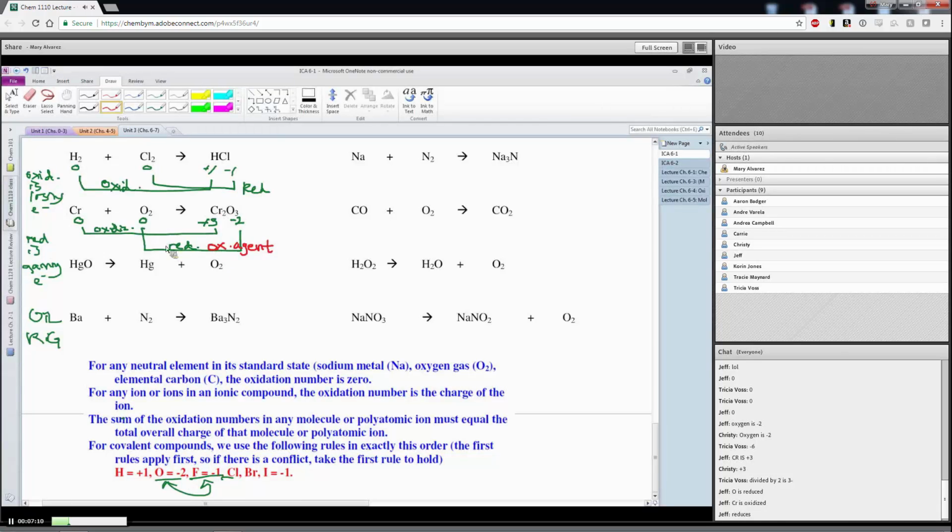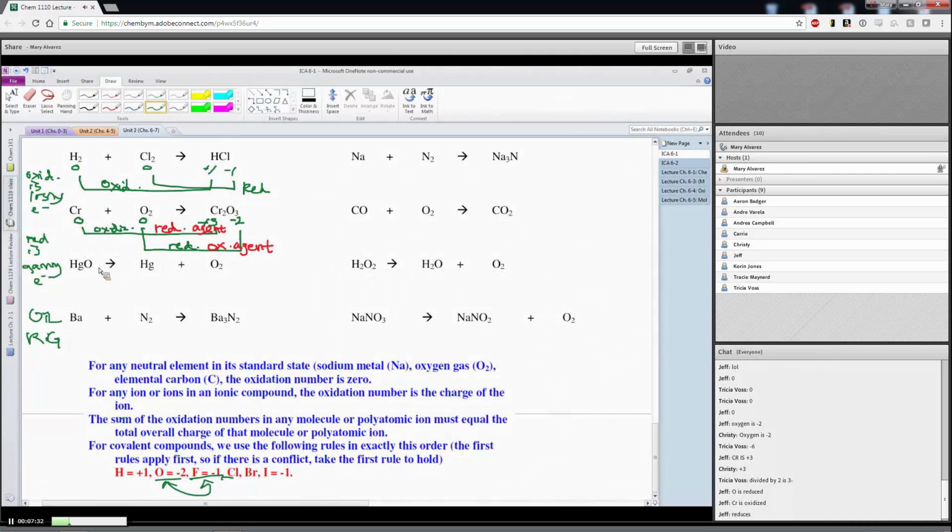So this is kind of where oxidation does come from the term oxygen. So what was oxidized must have been the reducing agent. It helped something else be reduced. You guys remember this in class on Wednesday? That the thing which was oxidized was the reducing agent, and the thing which was reduced is the oxidizing agent.